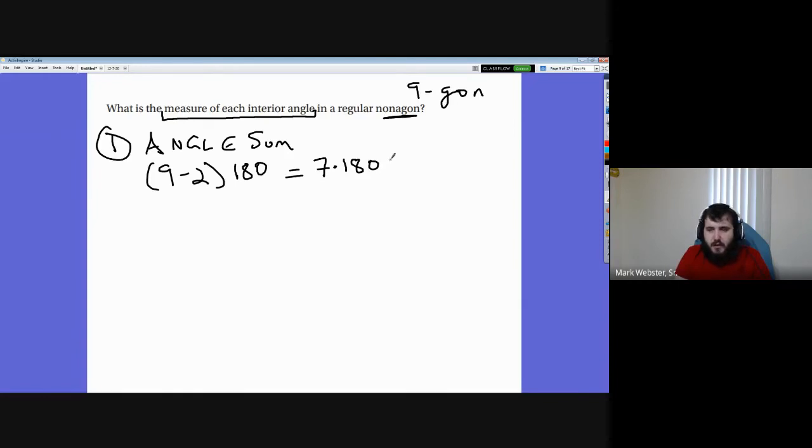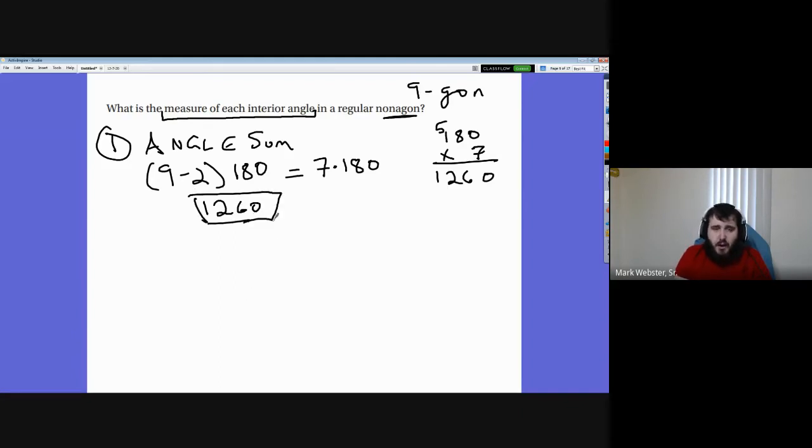I'm just going to do it out because I'm not trying to do this in my head here. 0 times 7 is 0. 8 times 7 is 56. 1 times 7 is 7, plus 5 is 12. 1260. Yeah, okay. So the angle sum is 1260.